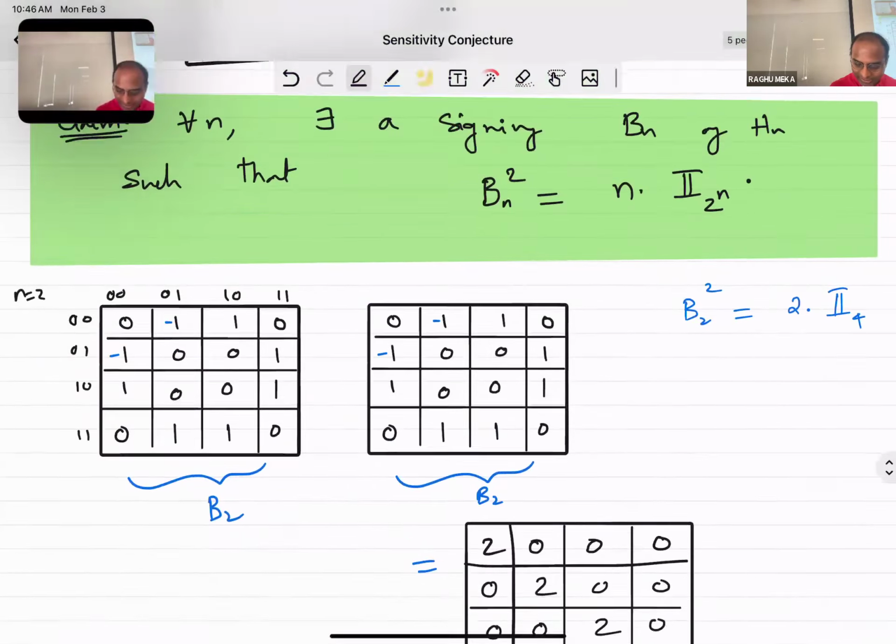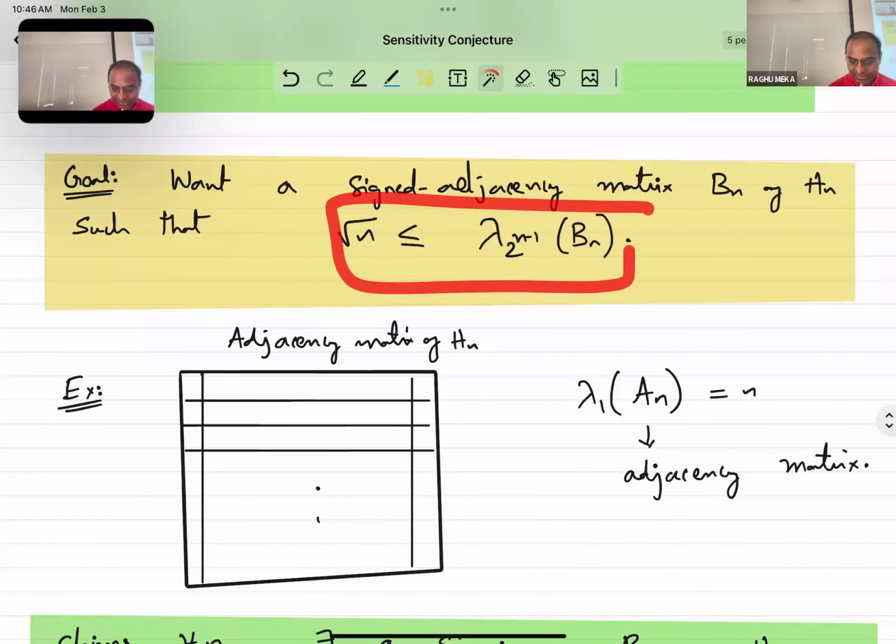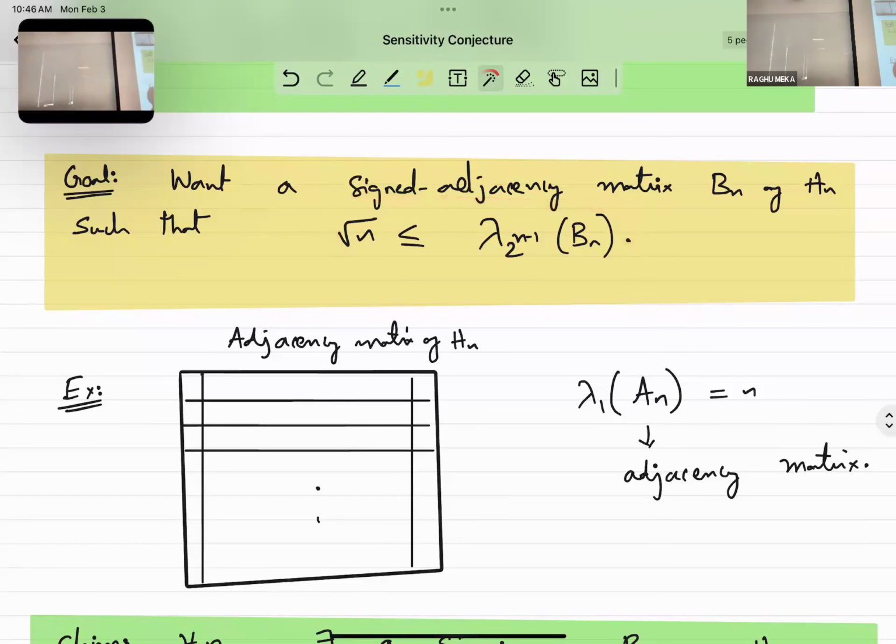Okay, so in particular, you would satisfy this, right? The middle eigenvalue is exactly root n. Everything above that is root n, everything below that is minus root n, right? So it's so delicate. If you look at the eigenvalues of Bn, there are 2 to the n minus 1 which are minus root n, and then 2 to the n minus 1 which are exactly root n, as we want.